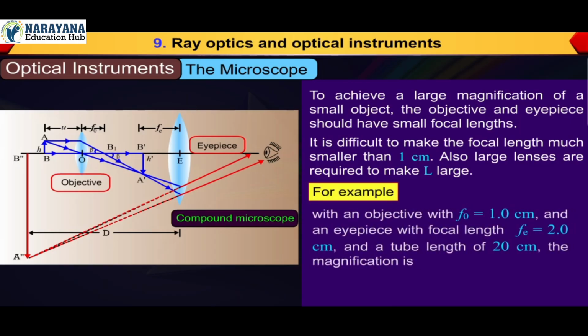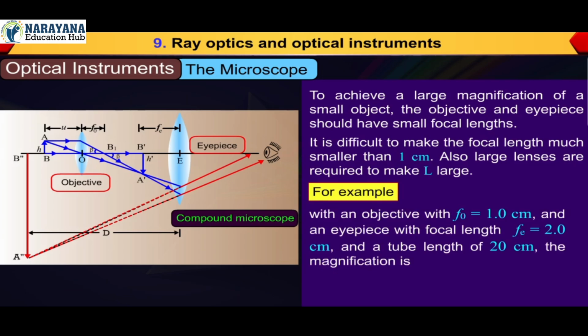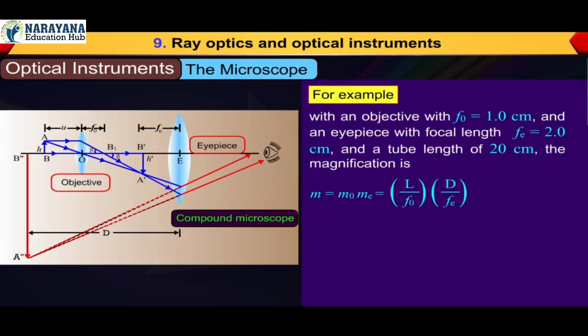For example, with an objective with f0 equal to 1.0 cm and an eyepiece with focal length fe equal to 2.0 cm and a tube length of 20 cm, the magnification m is equal to m0 into me, which is equal to L upon f0 into D upon fe, which is equal to 20 upon 1 into 25 upon 2, which is equal to 250.